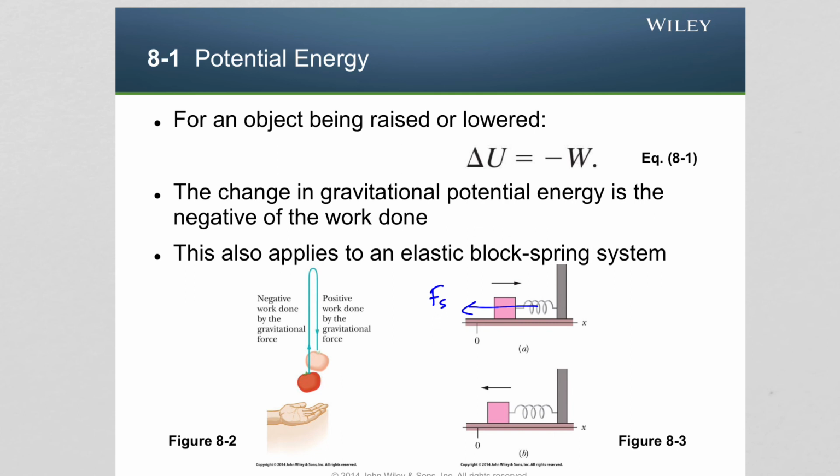At this point, the spring is maximally compressed, which means that the maximum amount of elastic potential energy is stored in the spring. After that, the spring starts to push on the block, so that stored elastic potential energy now is used to move the block. As a result, the elastic potential energy of the spring decreases, but the kinetic energy of the block increases. And so, again, the change in elastic potential energy for the spring is equal to minus the work done by the spring force.